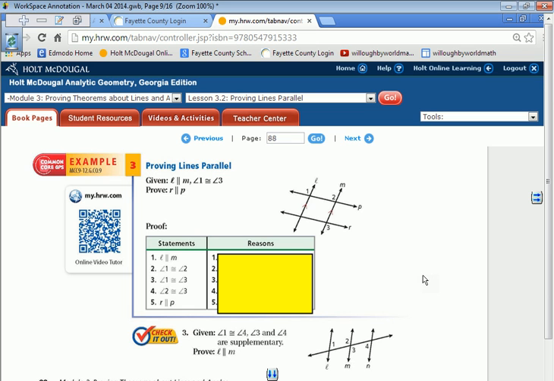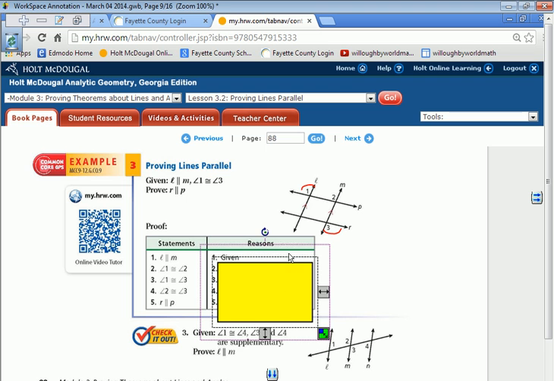Alright, so let's take a look at this one. Mark what they tell us. L is parallel to M. Oh, it's already marked. Good. And angle 1 is congruent to angle 3. Okay, so we know that must be true. Now, first thing they do in our proof is tell us L is parallel to M. What's the reason? Given. Good.